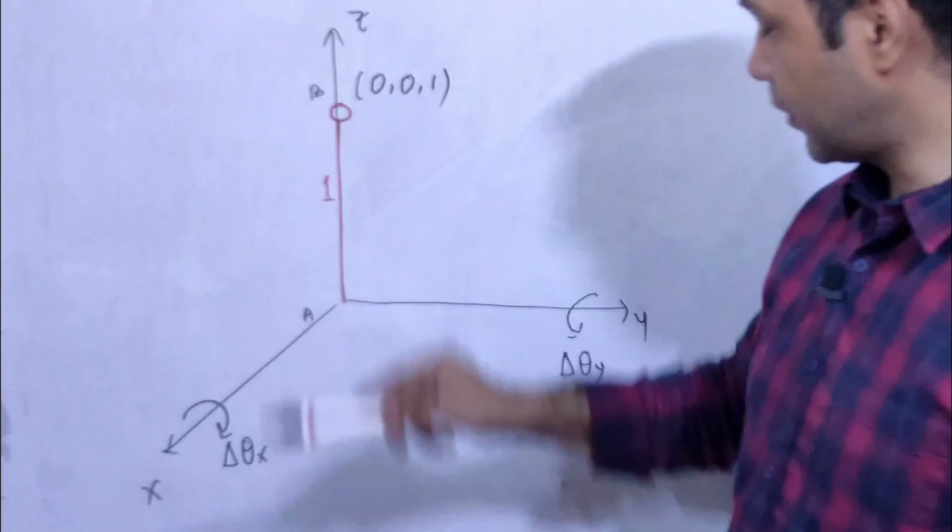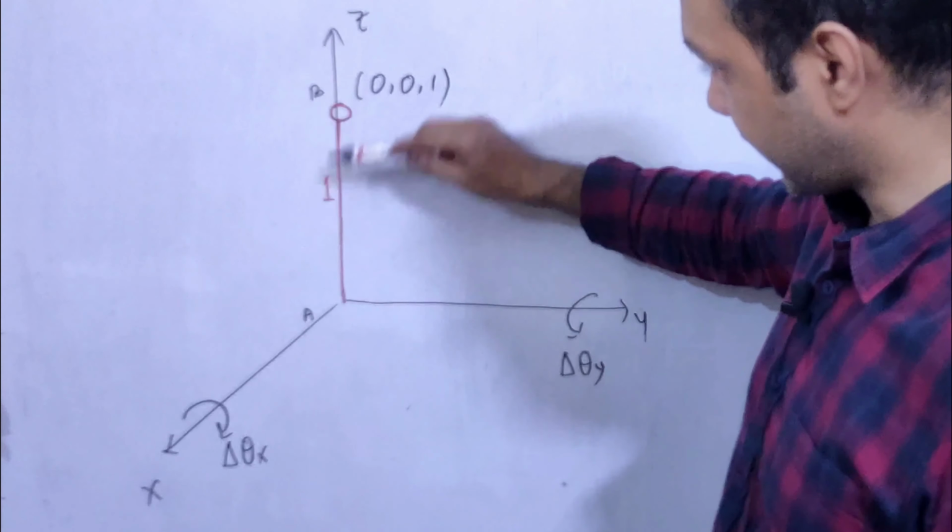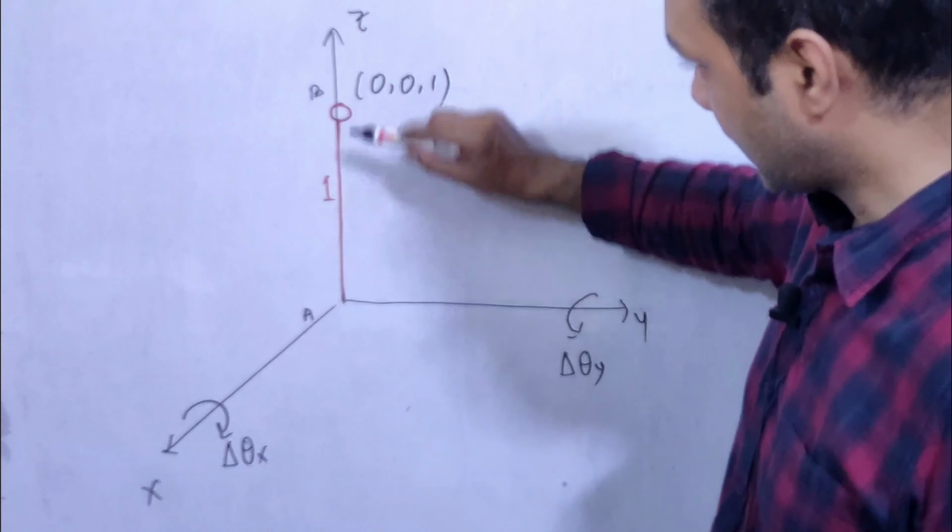So this point will move in a circle of radius 1 centered here. So this point will move in this circle like this, and if we give a rotation of theta, it will arrive at this position, that is after completion of this. Suppose this angle is theta.